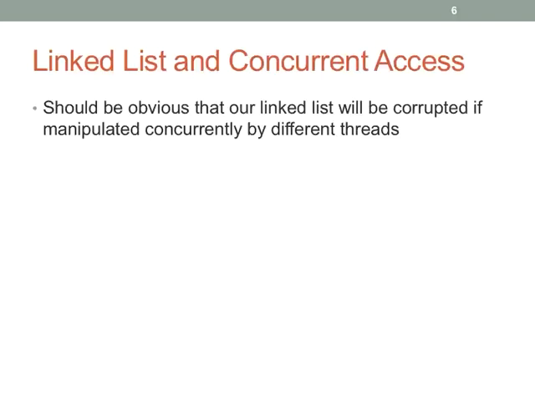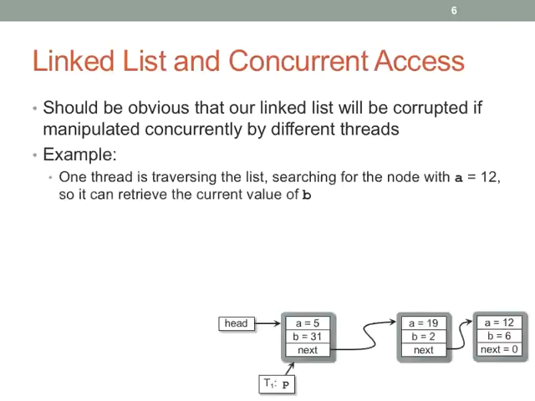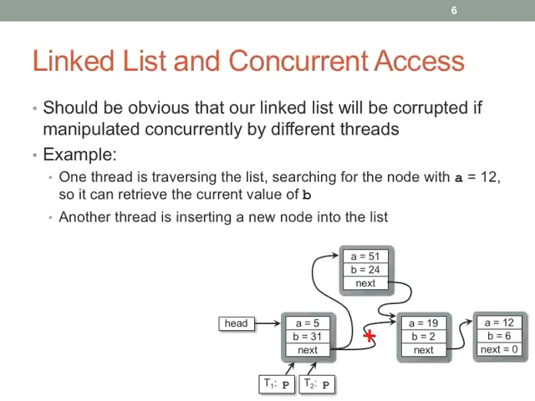If we had like 60% of the time we read and 40% of the time we write, then we'd probably see the corruption right away. So we have T1 here, our first thread traversing the list. It's got a pointer to a node. Notice it's pointing to the first node, and it's looking for A equals 12. So that's obviously going to be toward the end of the list. And another thread is inserting a node into the list. Okay? So clearly, depending on how we do this, we can run into huge trouble.